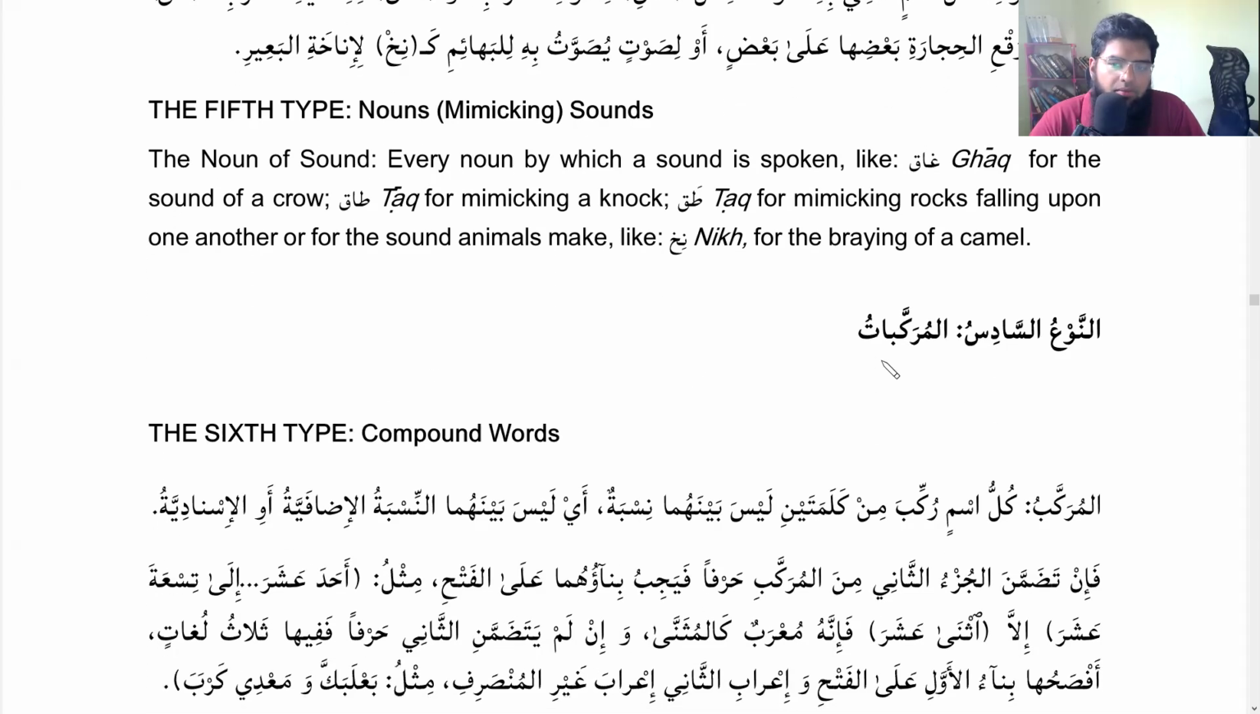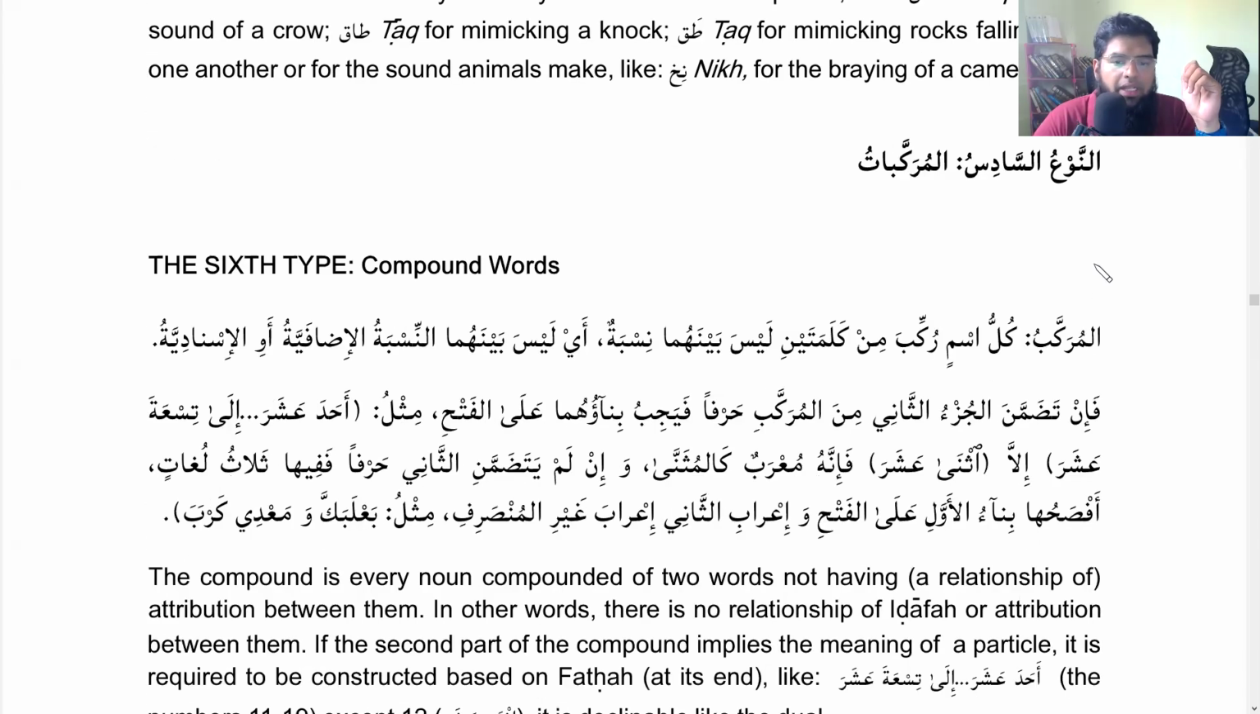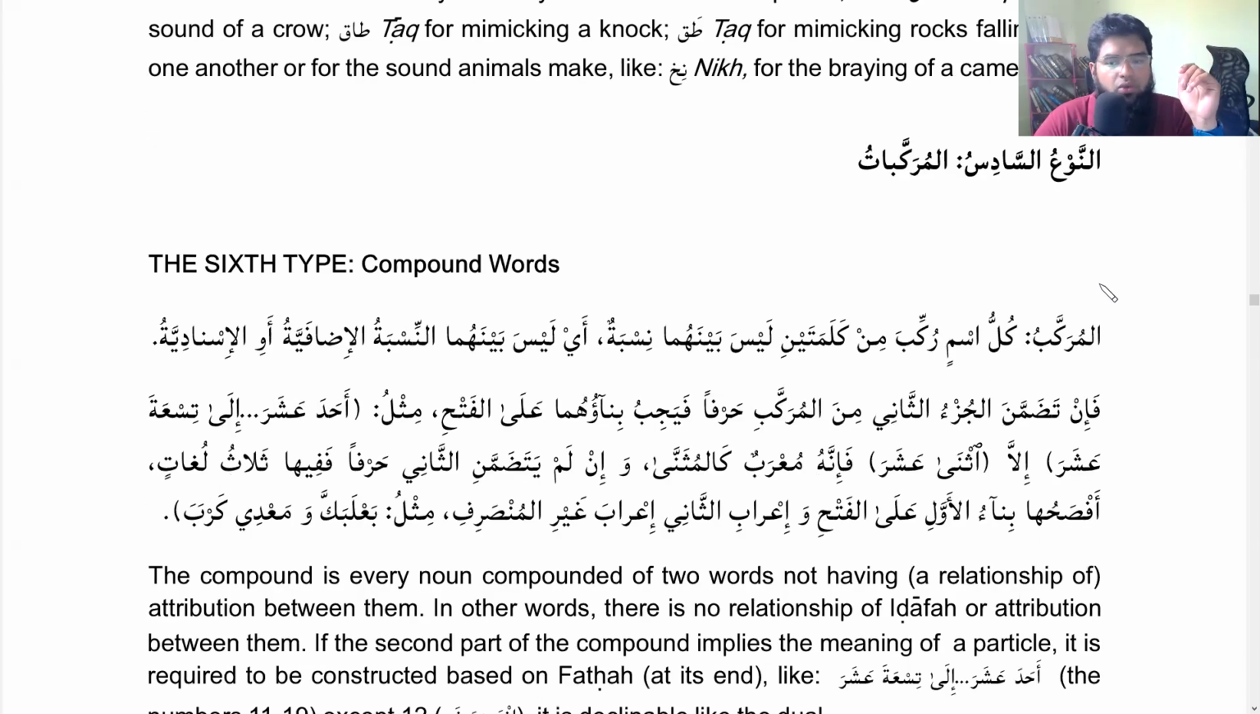النوع السادس مركبات, compound words. So when two words come together, they become compound words. المركب كل اسم, so there's also mabni, mostly, كل اسم ركب من الكلمات ليس بينهما نسبة.